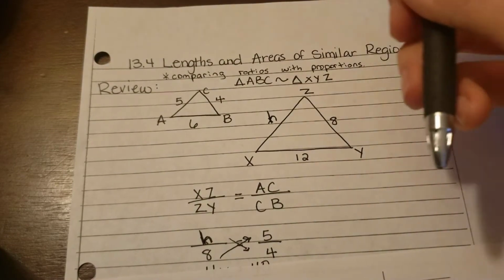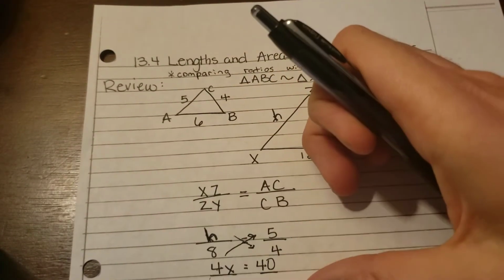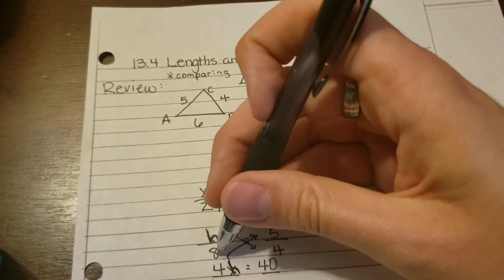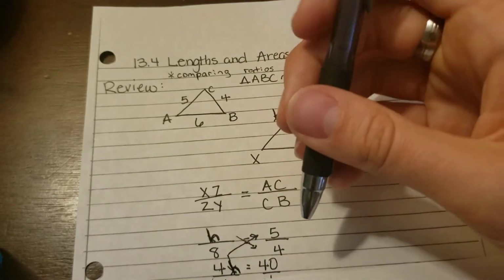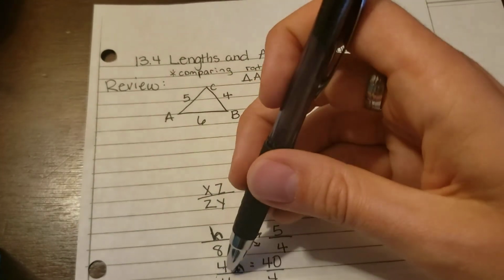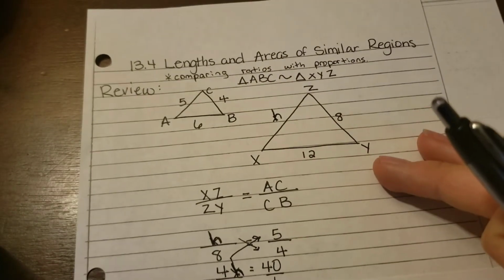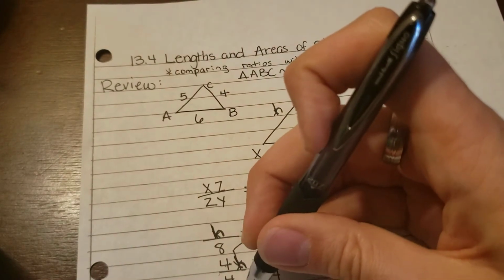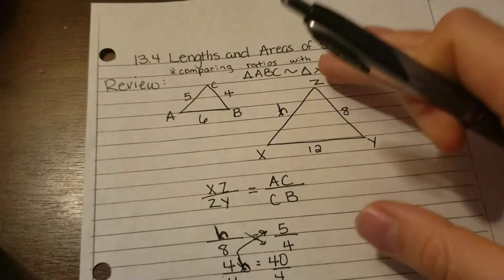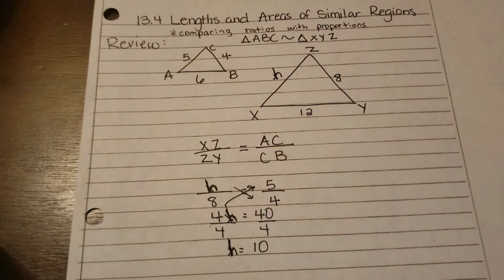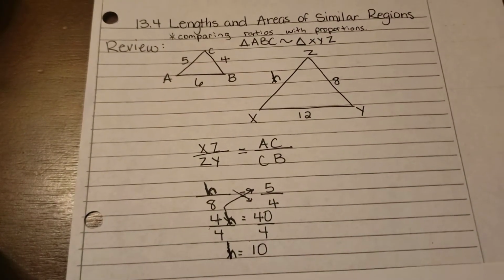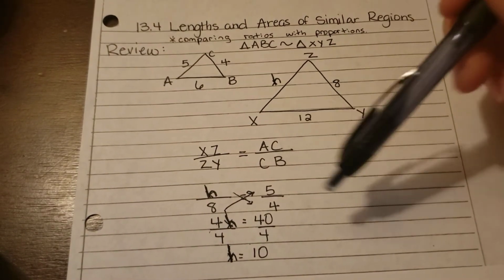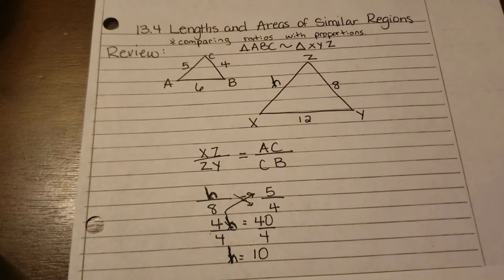So we could cross multiply. So H times 4 is going to be 4H. 8 times 5 is 40. Now I've got 4H equals 40, so I'm going to divide by 4 and solve to find that H equals 10. Oh yeah. Easy money. So again, this is just review. It's fairly simple and straightforward. A little bit of multiplication, a little bit of division, easy money. Okay.